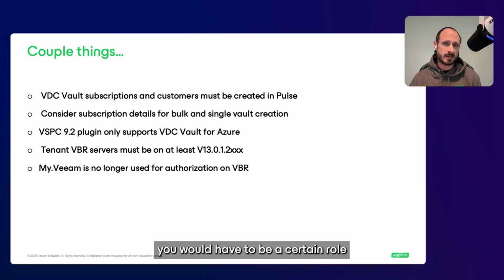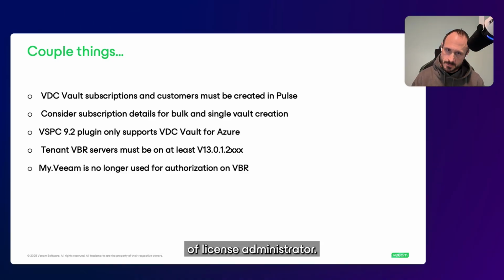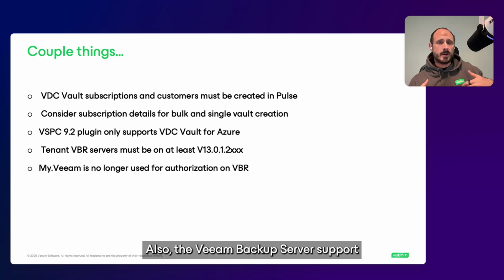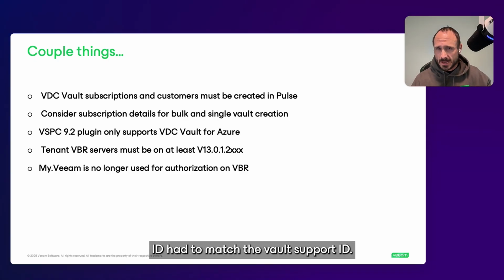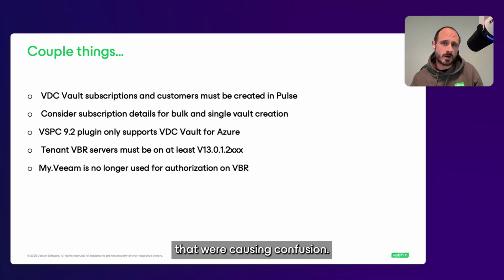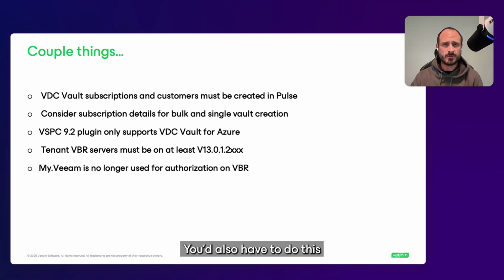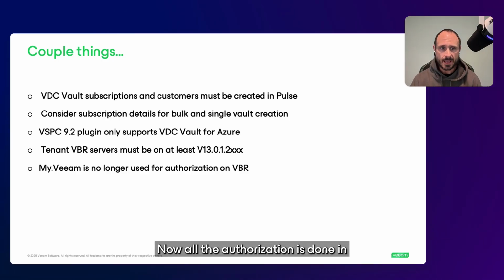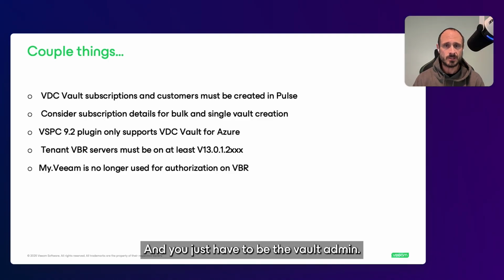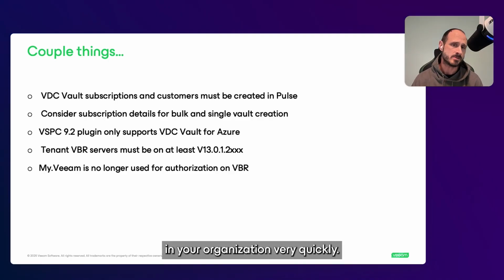You would have to be a certain role of license administrator. Also, the Veeam backup server support ID had to match the Vault support ID. So there was a lot of scenarios that were causing confusion. You'd also have to do this on every Veeam server. And it was, like I said, a manual process. So we've removed that. Now all the authorization is done in Veeam Data Cloud, and you just have to be the Vault admin. You can assign that to people in your organization very quickly.